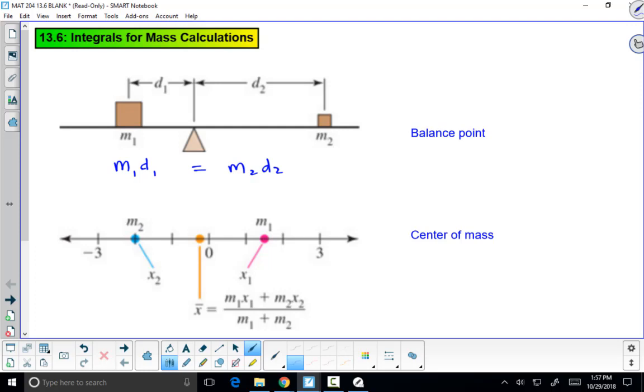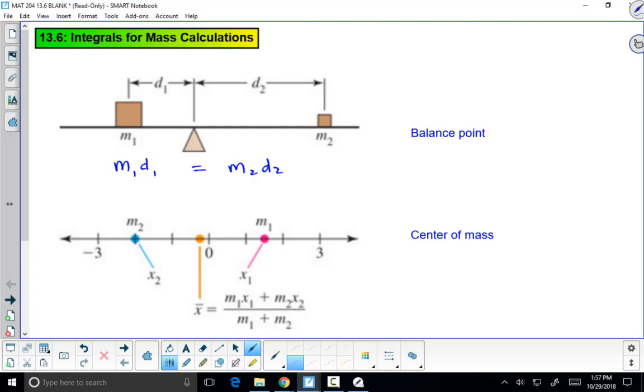I haven't really studied this moment thing. What does moment actually mean? Moment is mass times distance. You can think of it as a tendency to rotate. So if this moment is bigger than this moment, then the tendency to rotate is going to be clockwise in this case. So generally, moment is mass times distance.